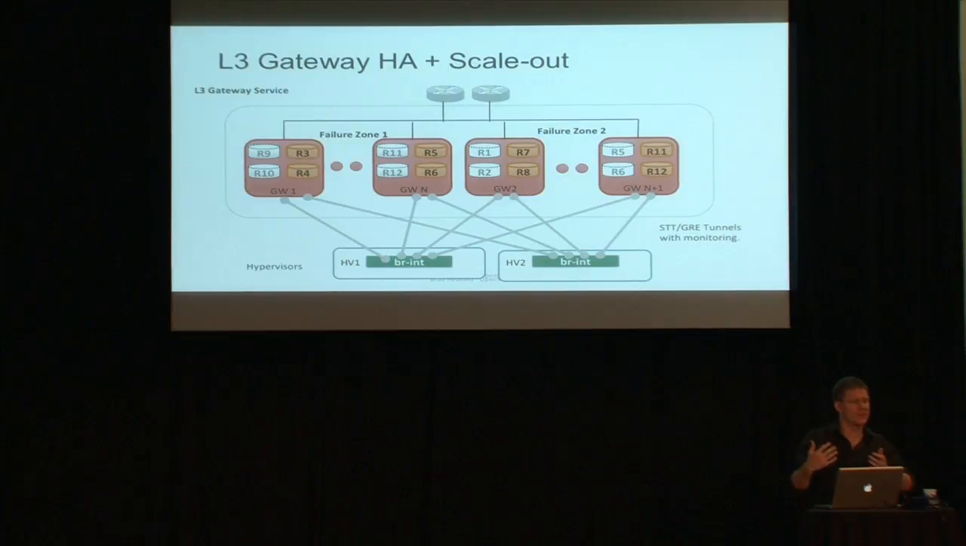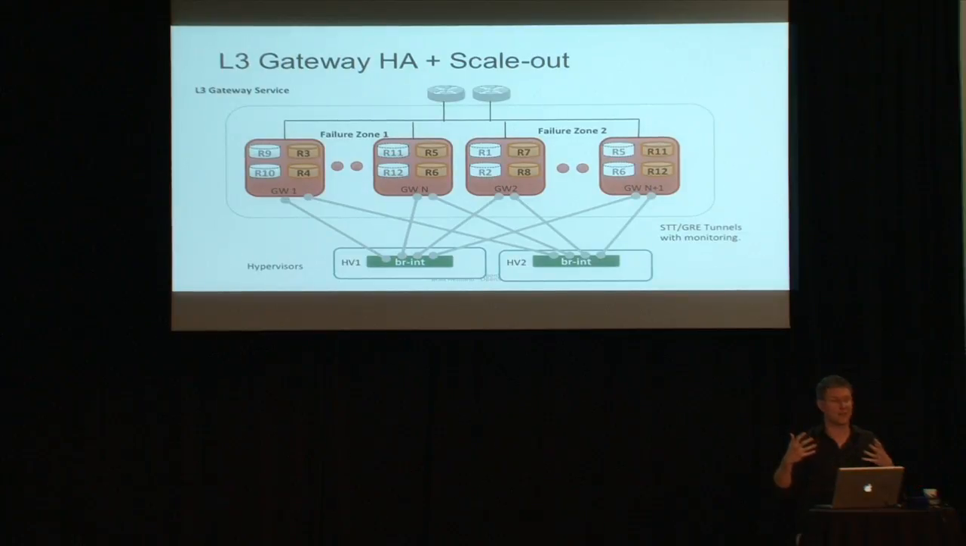So if it's all the same to you, it's probably a good idea to go with the L3 gateway. A couple really cool things about the L3 gateway are how it works with HA and scale out. HA means if one of these gateway nodes dies, we need to make sure that nearly instantaneously that traffic is rerouted to another one so that the flow continues. And more importantly, that any of the state, for example, NAT connection tracking state, is actually transferred from the active gateway to the backup gateway.